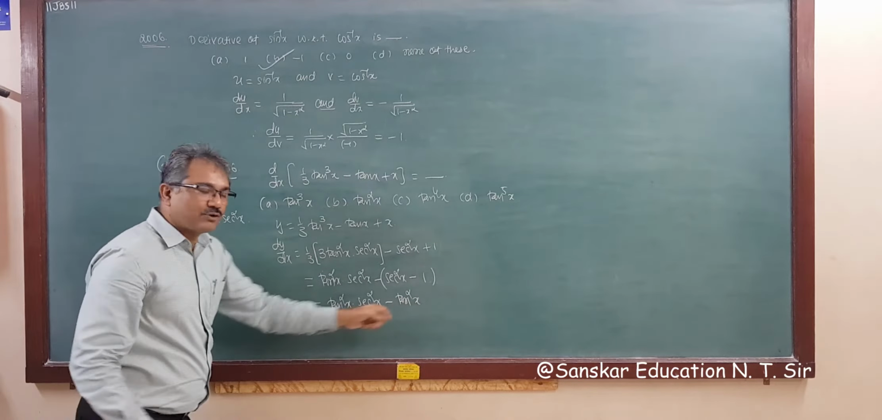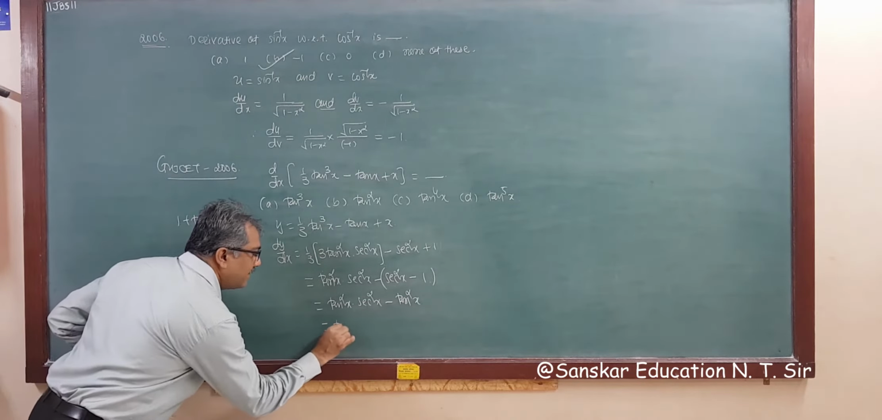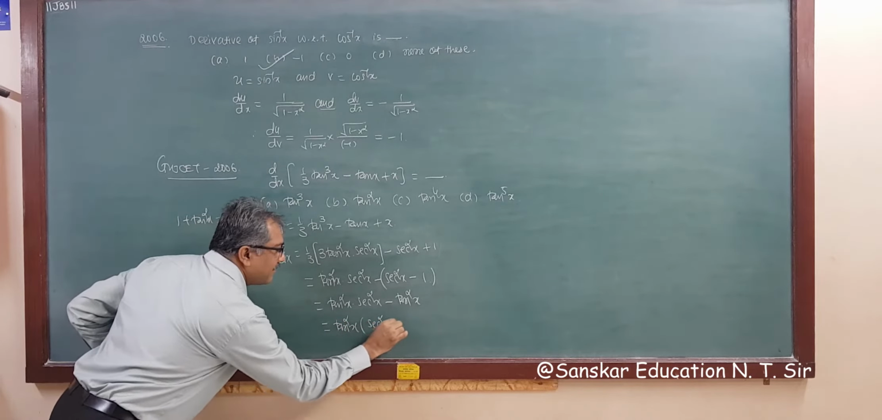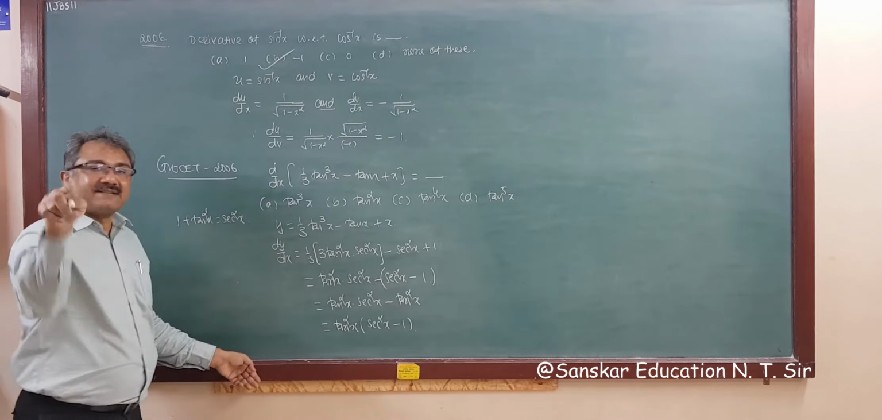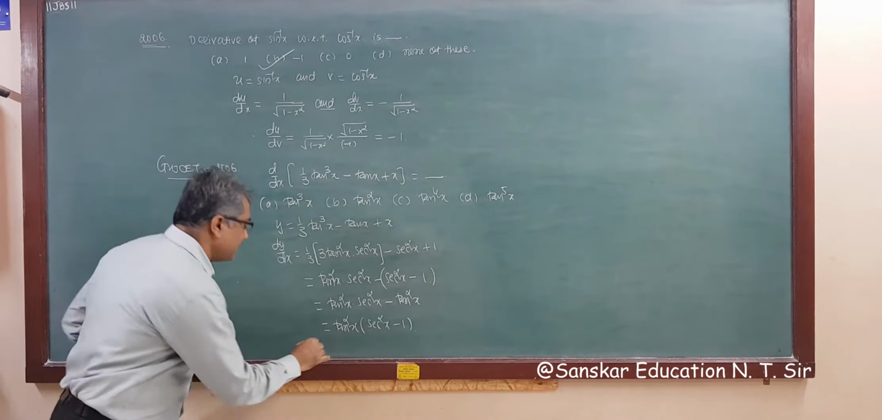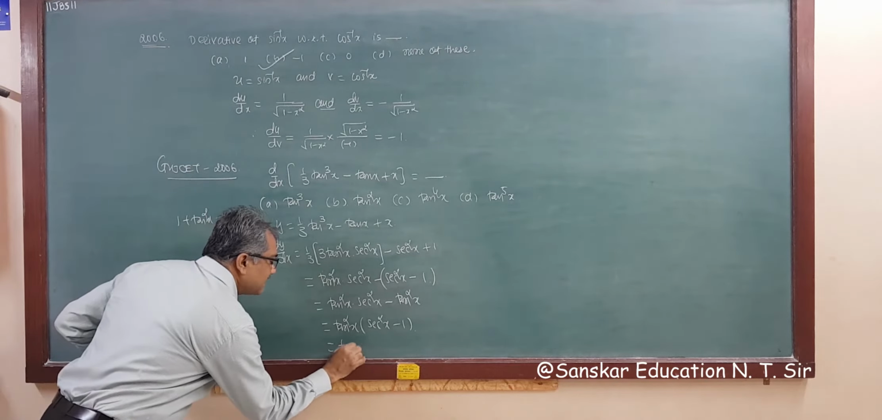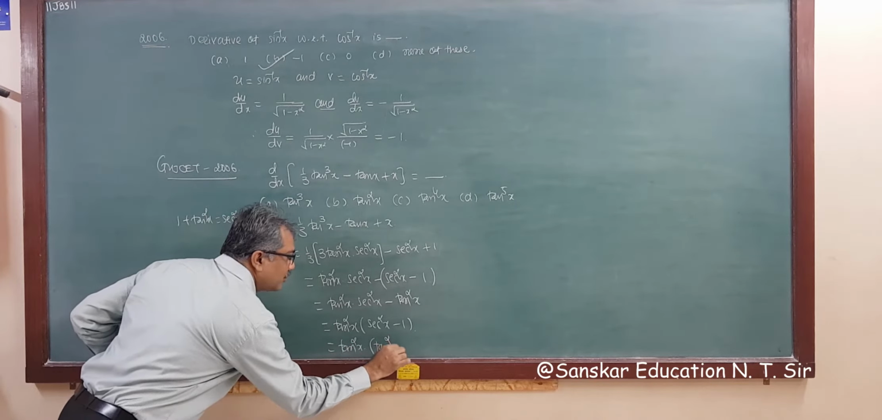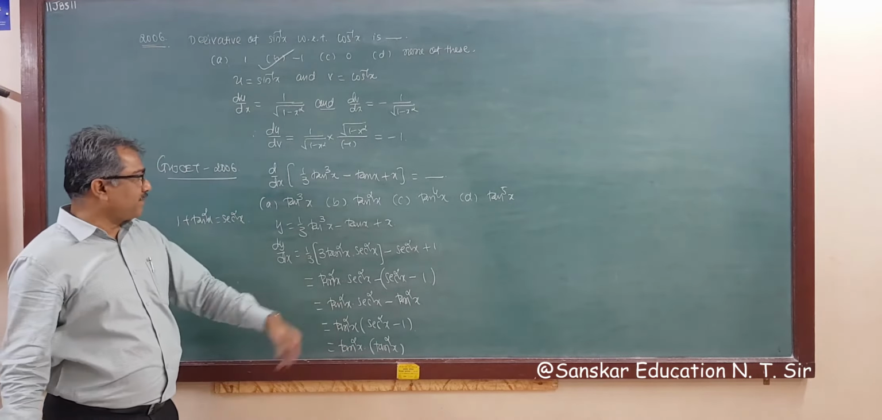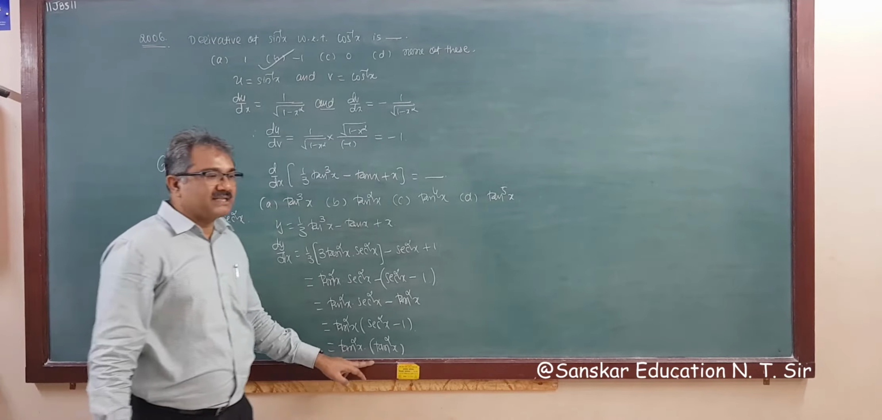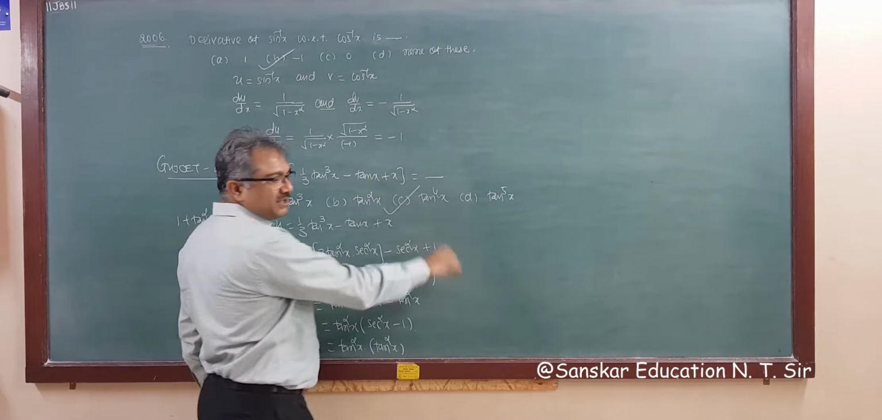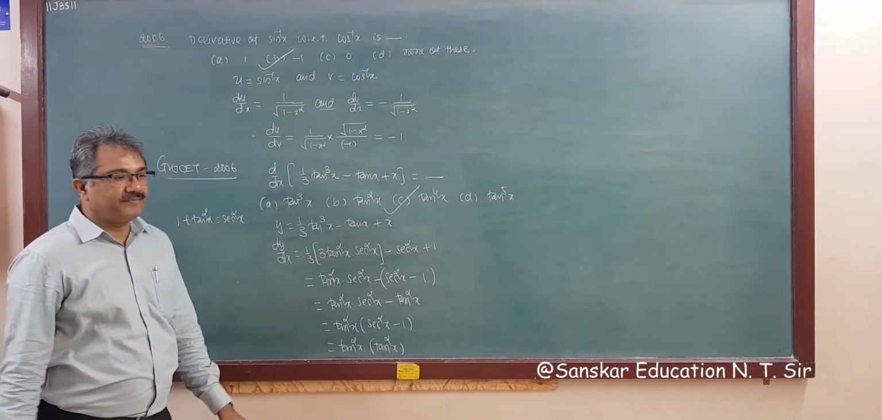Again tan square x is common. So the remaining will be sec square x minus 1, and again sec square x minus 1 is tan square x. So this is tan square x into tan square x. So what is your proper answer? tan square into tan square is tan raised to 4x. That is, option C is the correct answer, right?